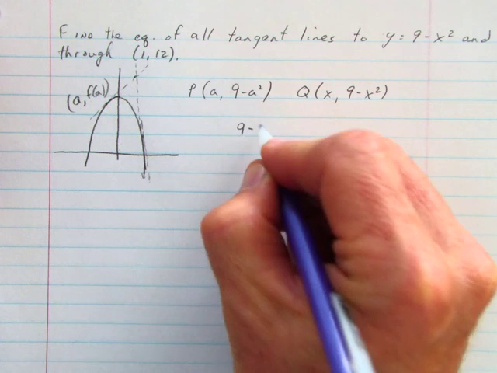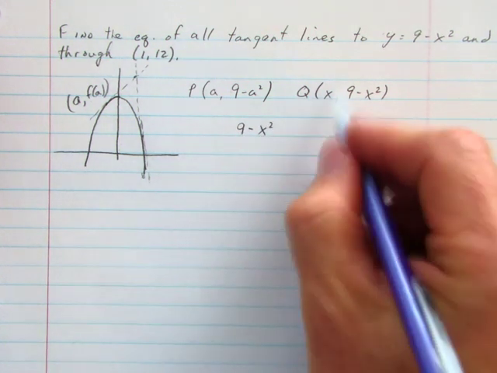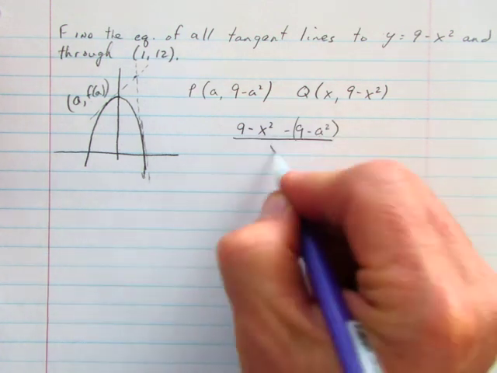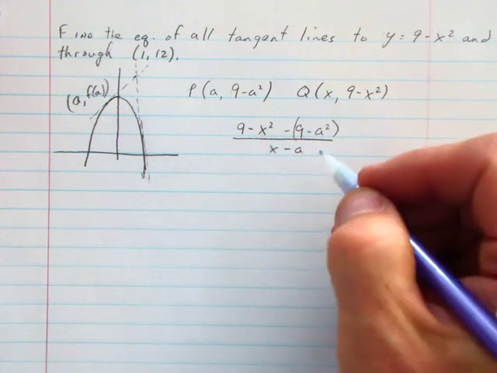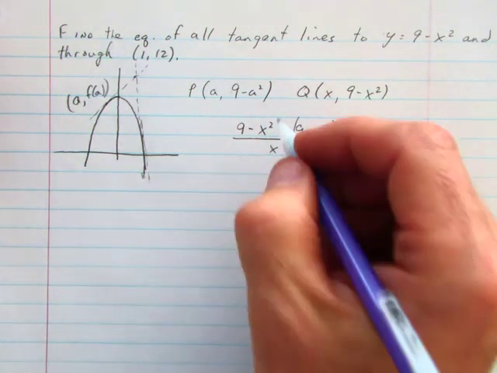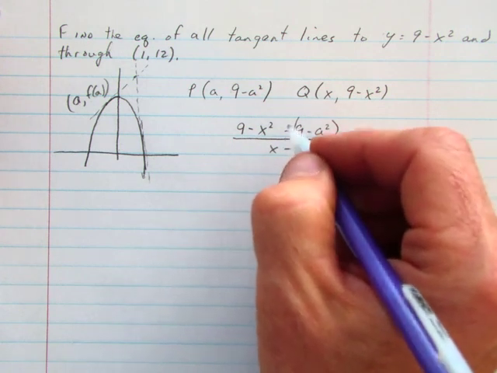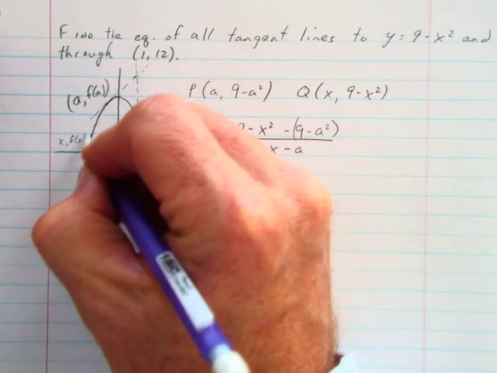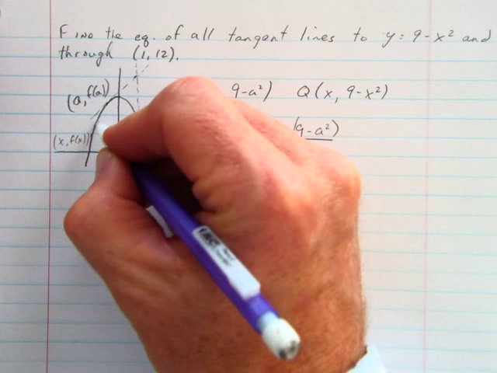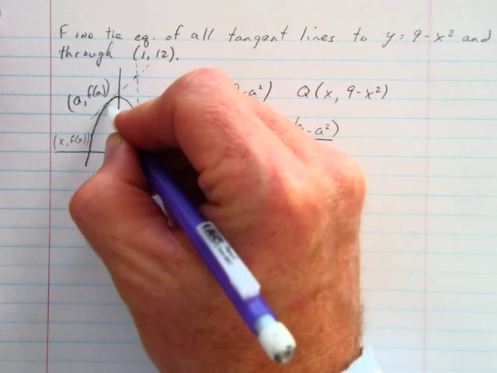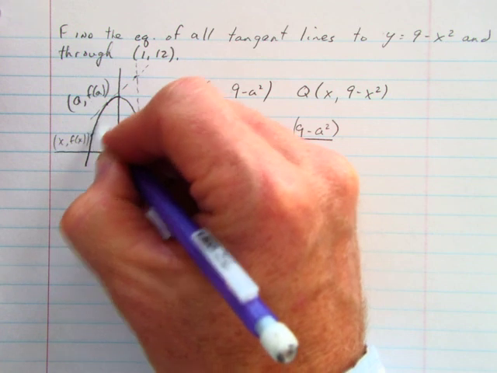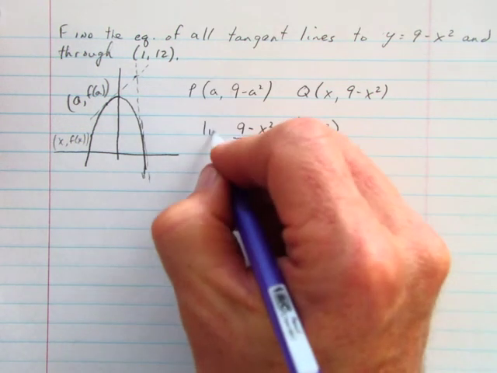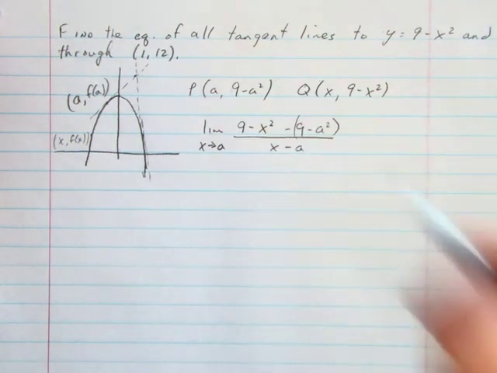So we'll have y2 minus y1 over x2 minus x1, in other words, change in y over change in x. This right now is our secant slope. What do I have to do to my secant slope to make it the tangent slope? Here's a point (x, f(x)). I want this point to go to a. If x goes to a, then all those secant lines are going to be approaching one line, the tangent line here. So I want the limit as x goes to a.